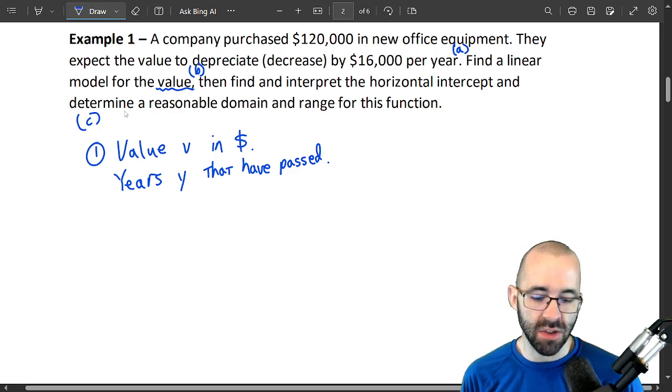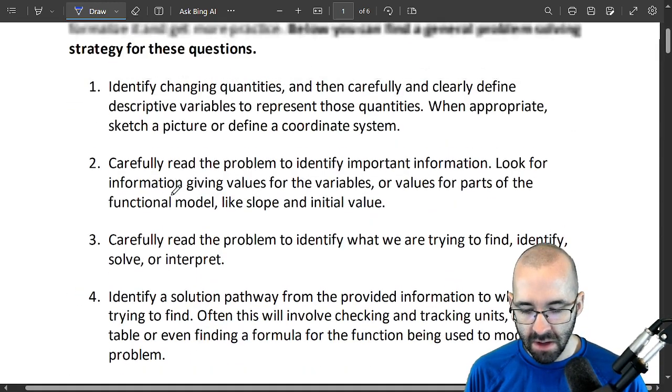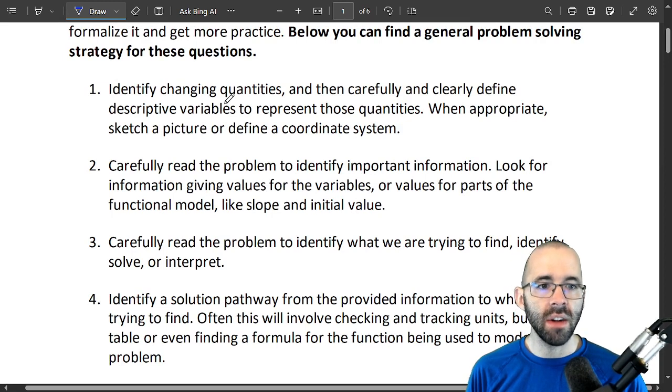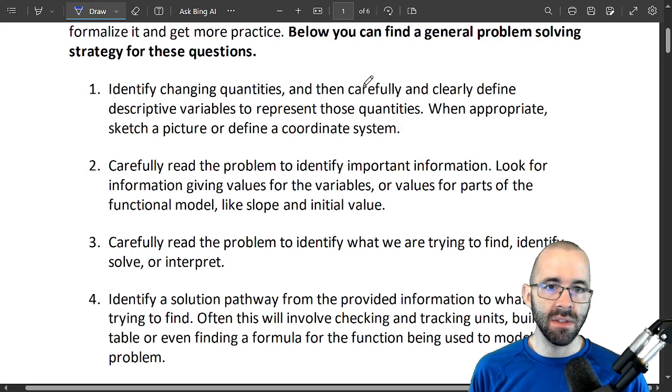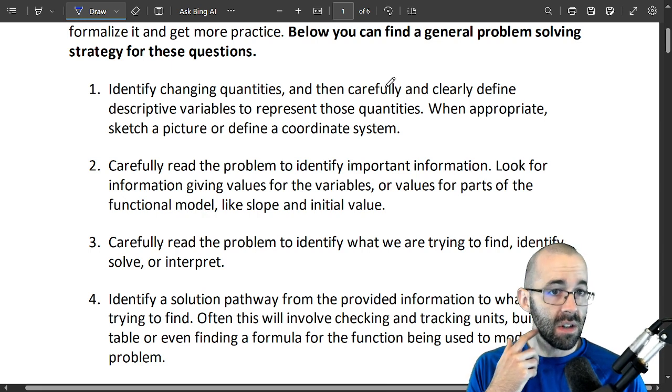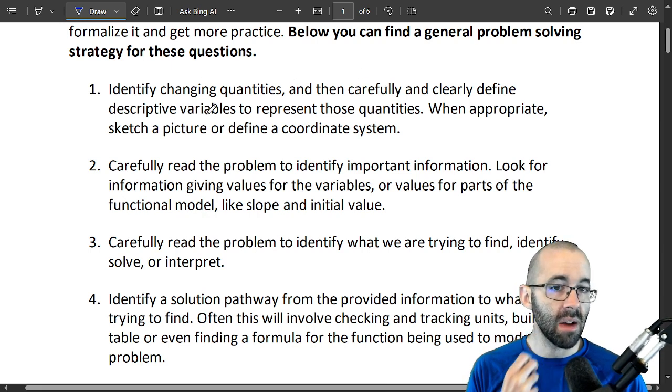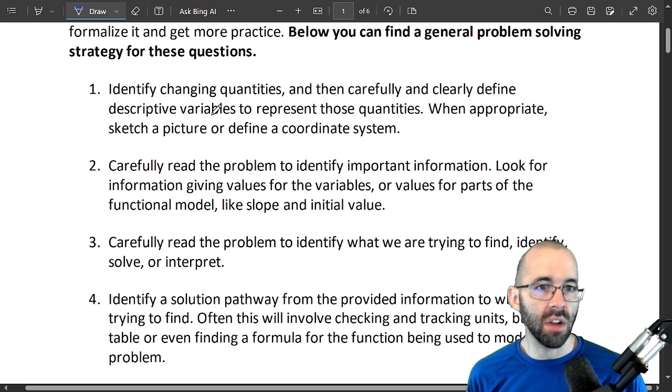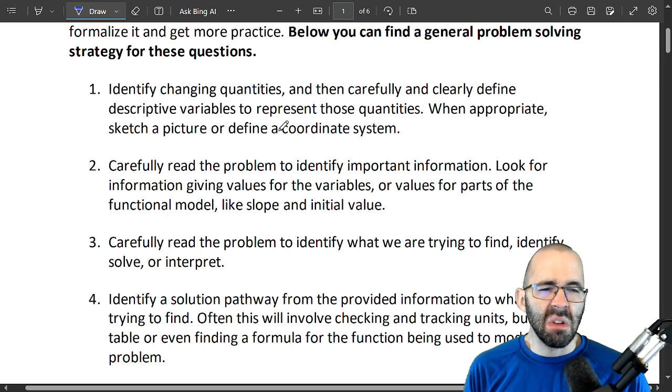And we already have some information in this paragraph. So we've got the changing quantities. It was the years and the values. And we included the units and gave variables for them. Okay, years, dollars, V, Y. Sketch a picture or define a coordinate system.